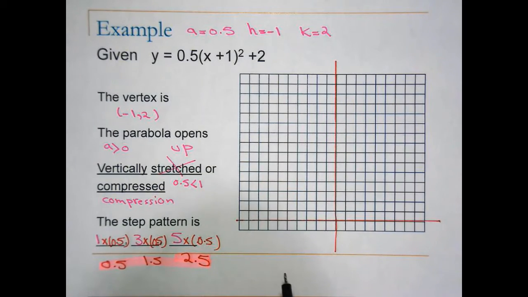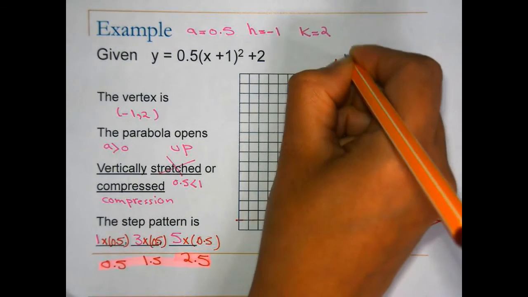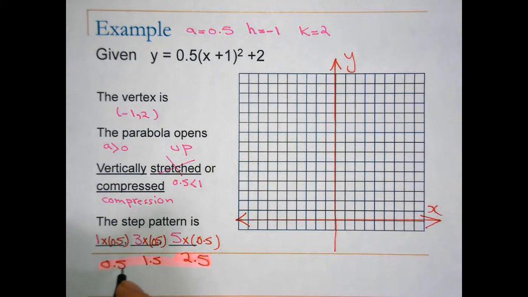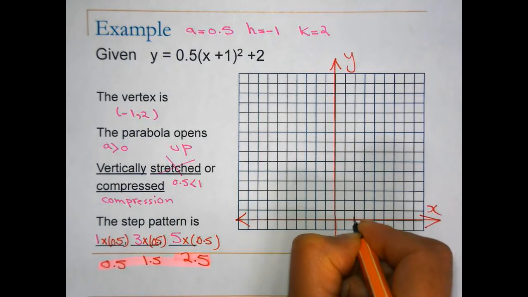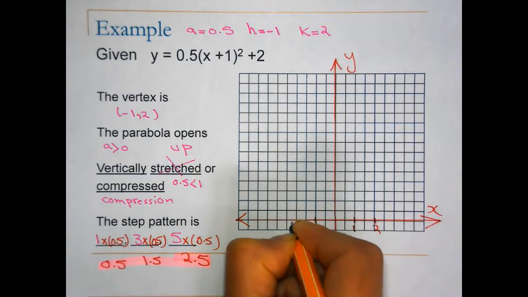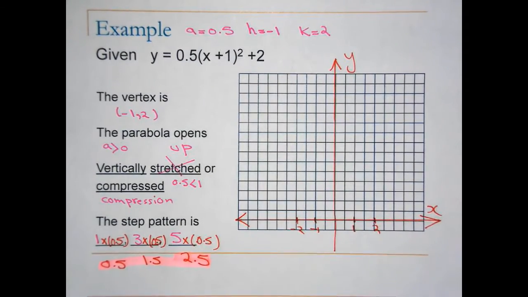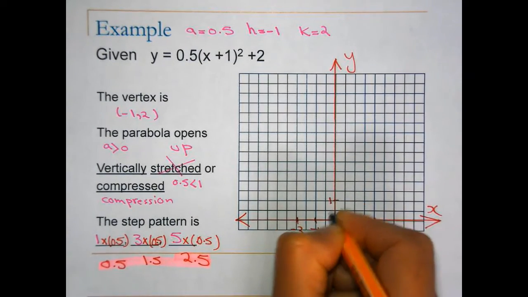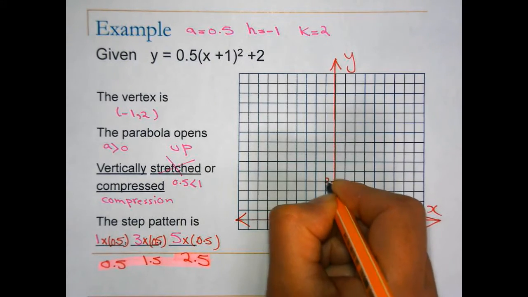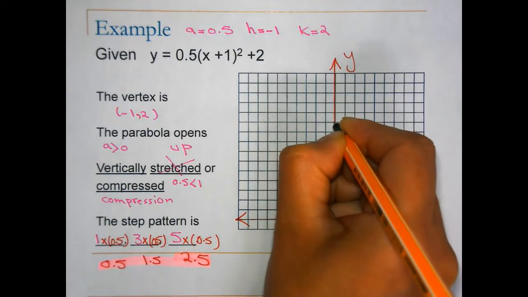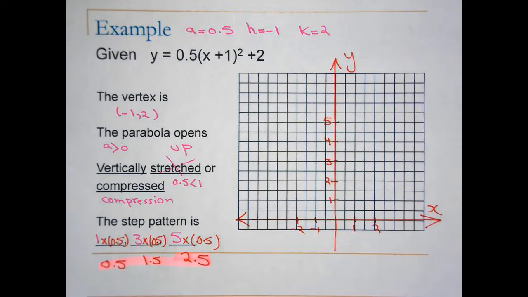Now I am going to choose a different scale this one time, and the reason for that is because I have to go up by half. It's easier if I choose a different scale. So I will go like each two squares are going to be one unit of scale, so I can easily have one square represent half.